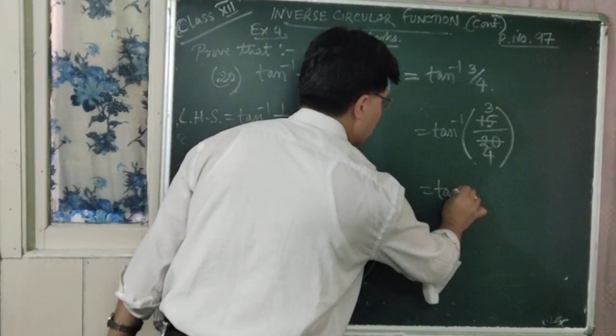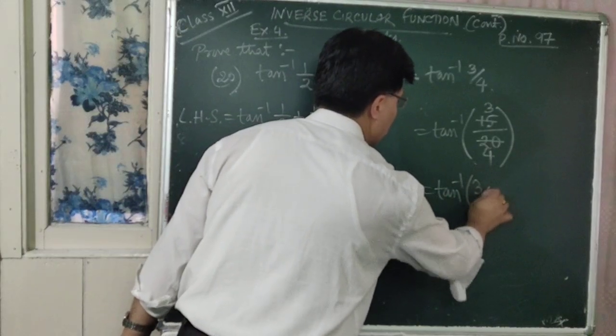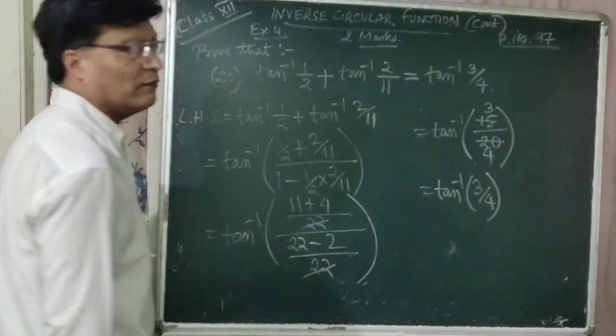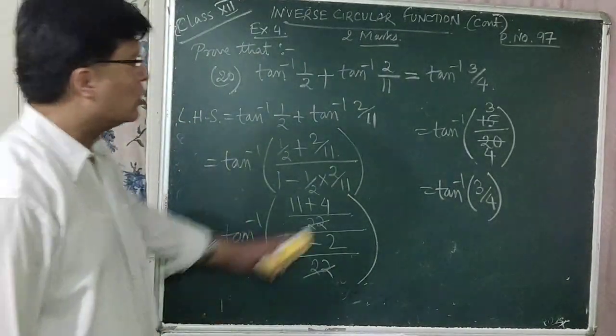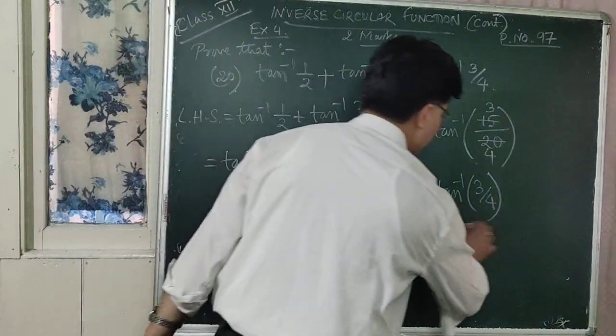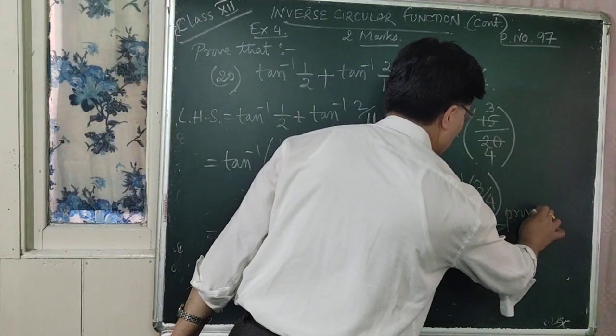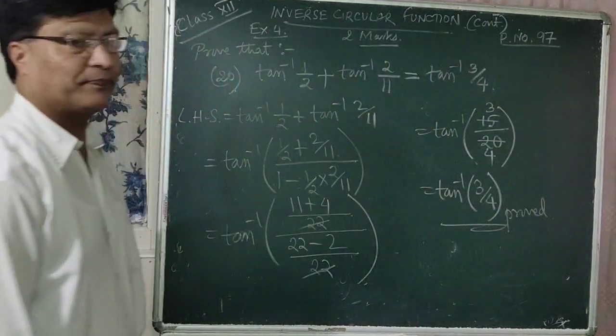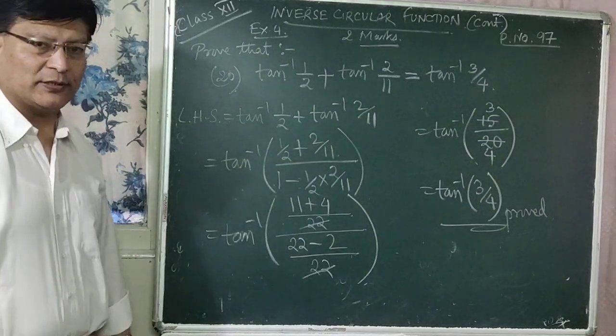Which is equal to tan inverse 3 upon 4. So that is the answer, which is equal to the right hand side. So it is proved. Right? So this is the answer. You can copy it.